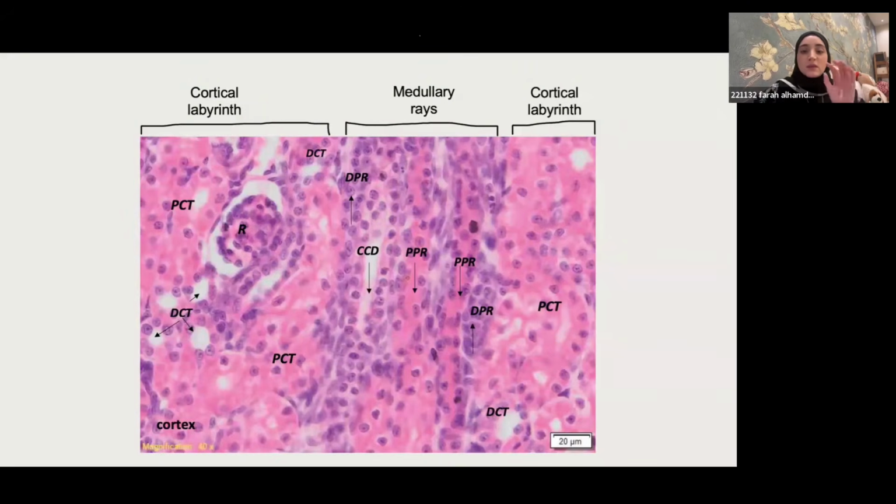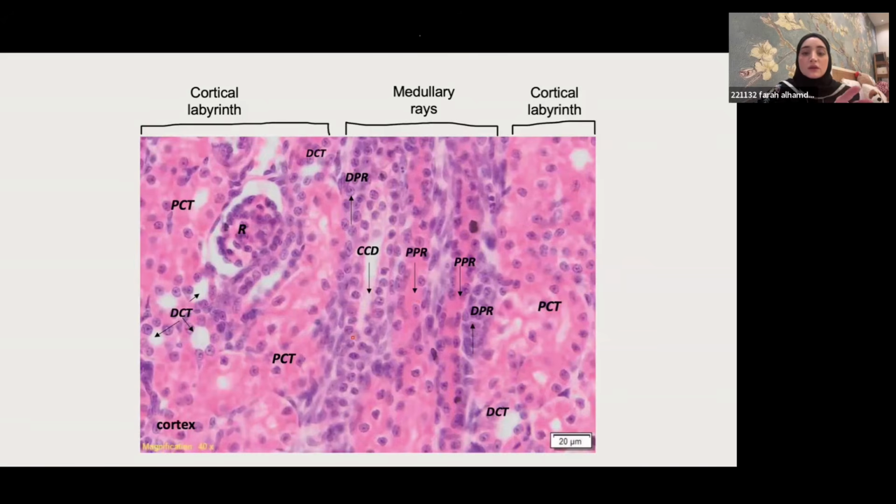Same thing. The pars recta of the proximal tubule is pink and fuzzy. Fewer cells, less lumen, because the cells are bigger and they also have microvilli. The pars recta of the distal tubule, here also it's not fuzzy, not pink, and there's more nuclei, and a little bit more space. You can't really see any space here. Okay, this is the medullary ray. So you see the pars recta of the proximal tubule and the pars recta of the distal tubule.